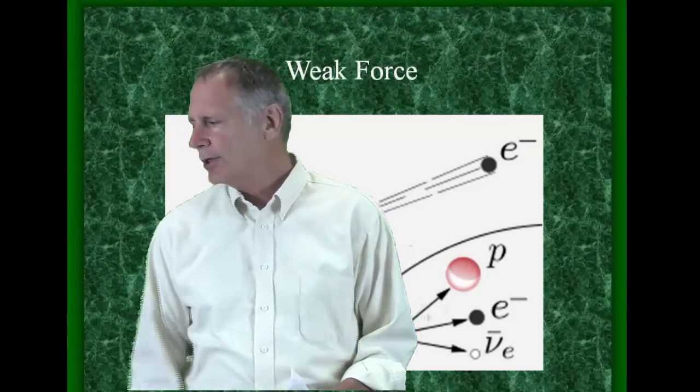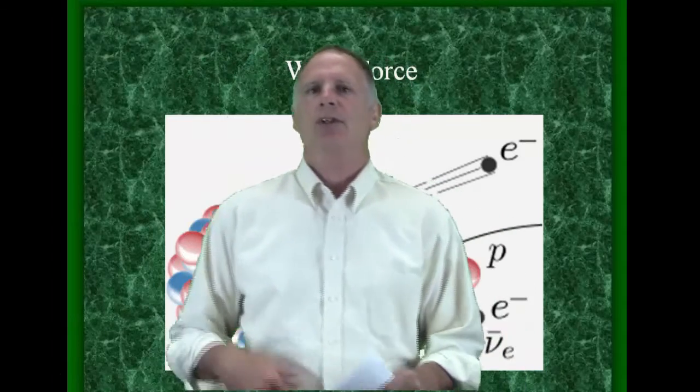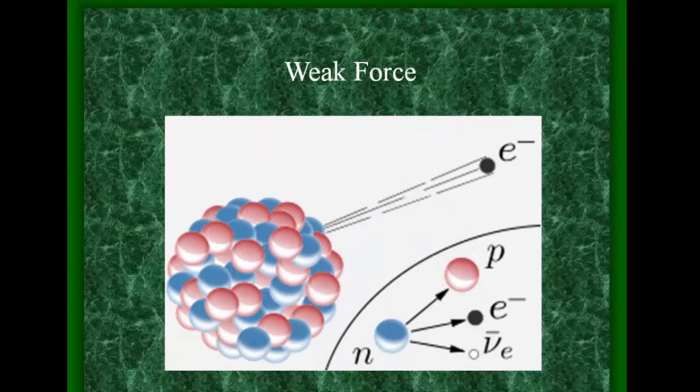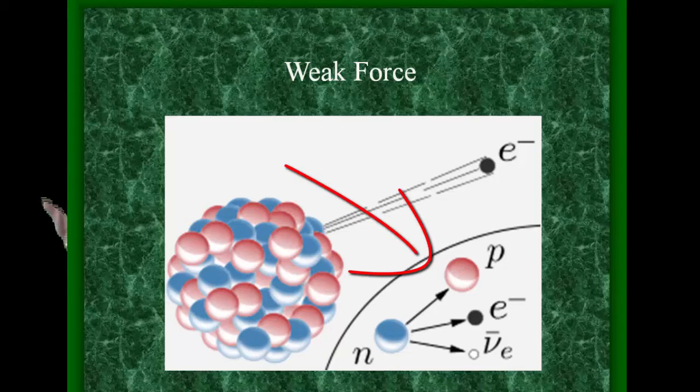The second force is the weak force, and this governs radioactive decay. In particular, we're looking at beta decay here. Beta decay is a case where a neutron is converted to a proton, and an electron is spontaneously ejected along with an antineutrino.